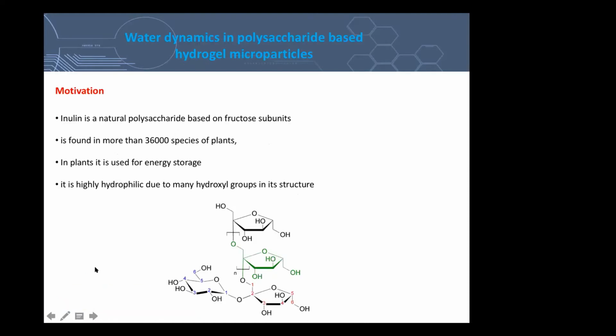And as I mentioned in the beginning of my speech, as a model system, we studied inulin microparticles, and it is actually very suitable to form hydrogels, because as you can see here in the molecular formula, it has many hydroxyl groups, and for this reason it is very hydrophilic, and it has a high natural abundance. It is found in more than 36,000 species of plants, and it is used for energy storage.